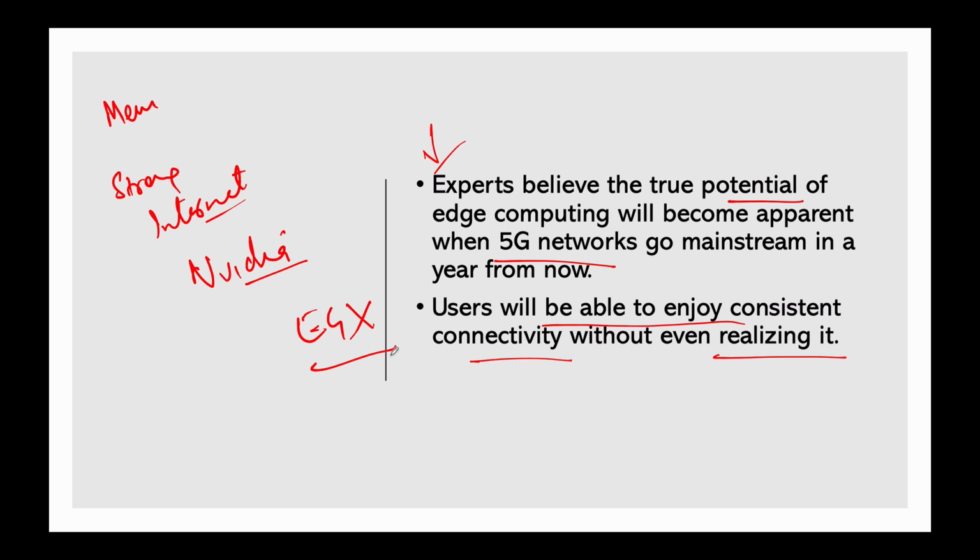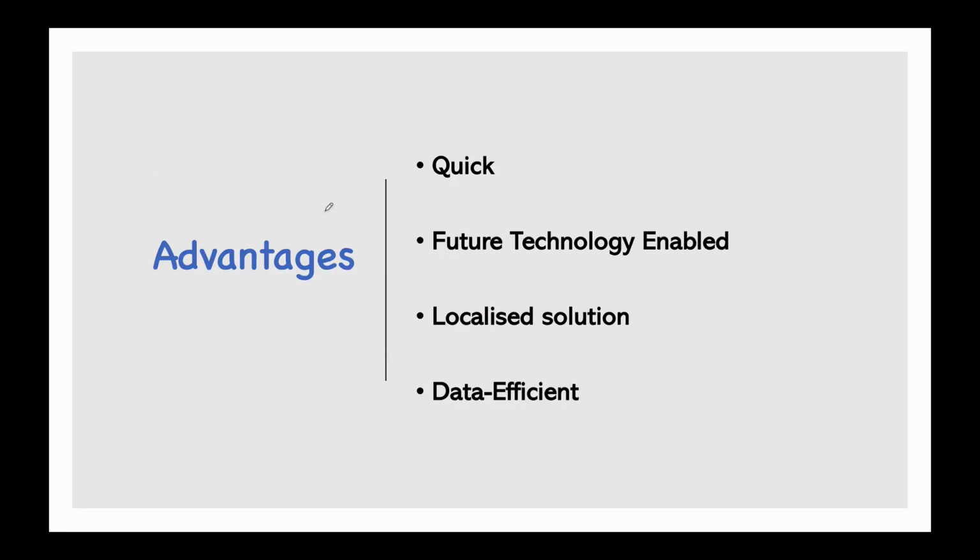So now you know that edge computing is defined as a deployment of your data handling activities or other network operations away from centralized and always connected network segments like your Dropbox, Gmail, etc., and toward individual sources of data capture such as your endpoints like laptops, tablets, etc. So all you can say, it is an extension of cloud computing. There are many advantages of edge computing. It is quick, future technology is enabled through this, it is a localized solution, and data efficient.